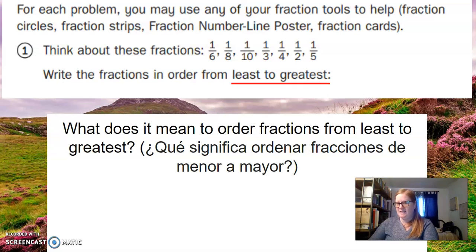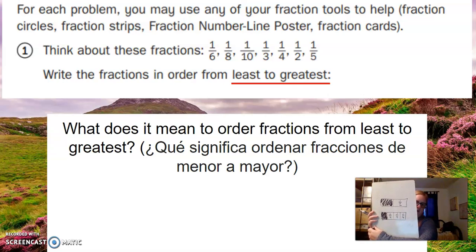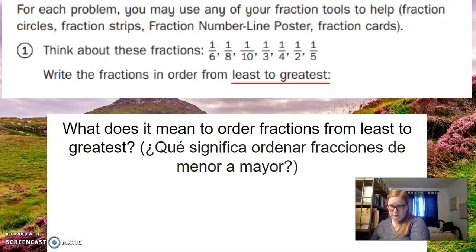So let's shade in and let's say, okay, so if this is 1/2 and this is 1/4, which one is bigger and which one is less than? So if I was to order these fractions from least to greatest, I would say 1/4 and then I would say 1/2. So that is your clue for least to greatest.